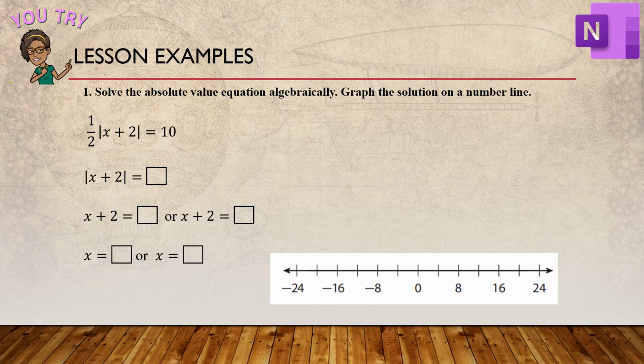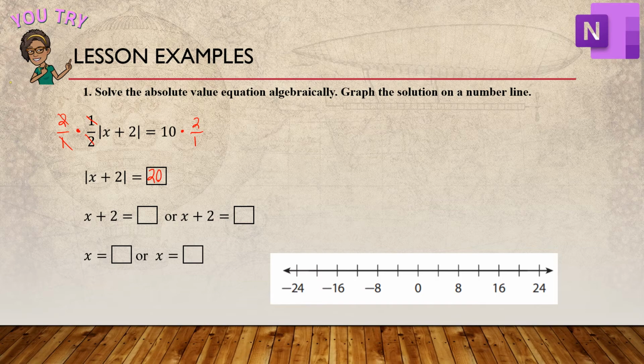All right, so example number 1 says solve the absolute value equation algebraically and then graph the solution on a number line. So remember, when we are solving an absolute value equation algebraically, we are isolating the absolute value expression. So we're trying to get whatever's inside the absolute value expression by itself. So the first thing we have to do is multiply both sides by the reciprocal of 1/2, which is 2 over 1. On the left, that cancels everything out, so we are left with the absolute value of x plus 2. On the right, 10 times 2 over 1 gives us 20.